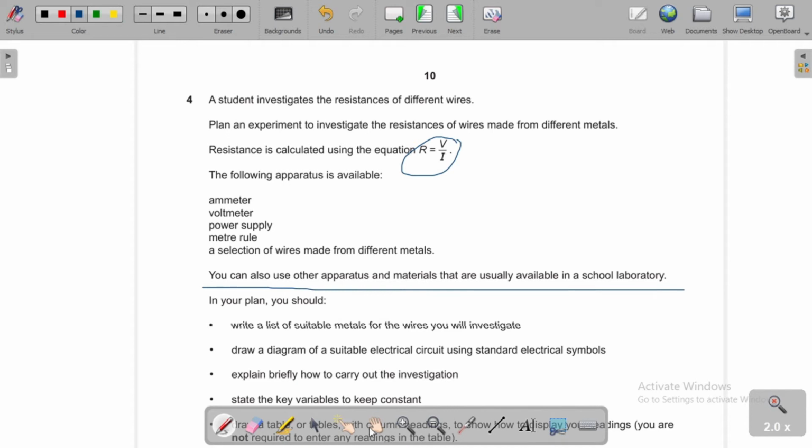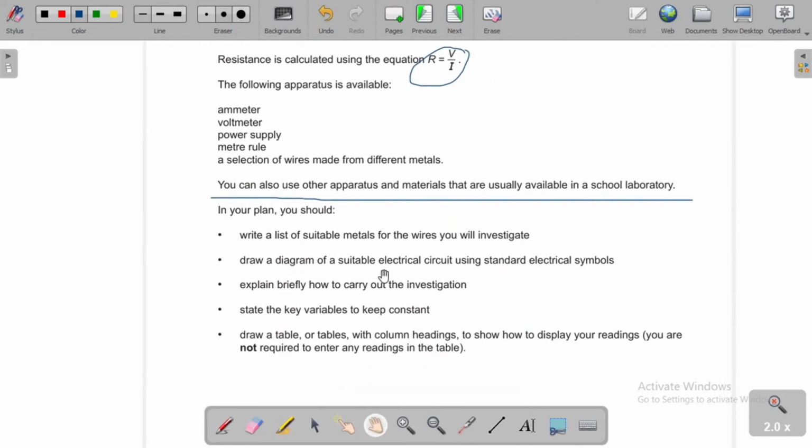Now, I tell students this: whenever you have a question like this in IGCSE, where you have to plan an experiment, you need to note all that is written here. In your plan, you should write a list of the suitable metals for the wires you will investigate, and draw a diagram of a suitable electrical circuit using standard electrical symbols. Now, when you write a list, I need to tell you how the scoring is done.